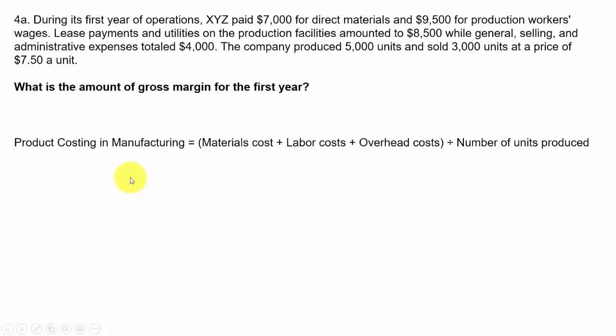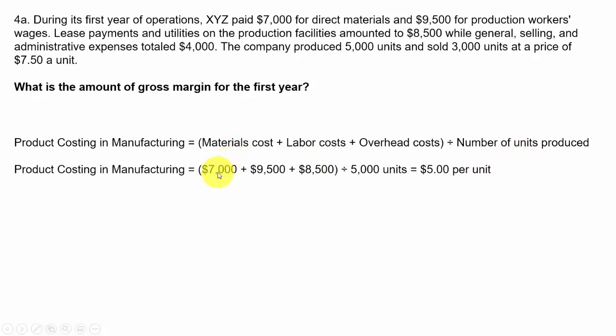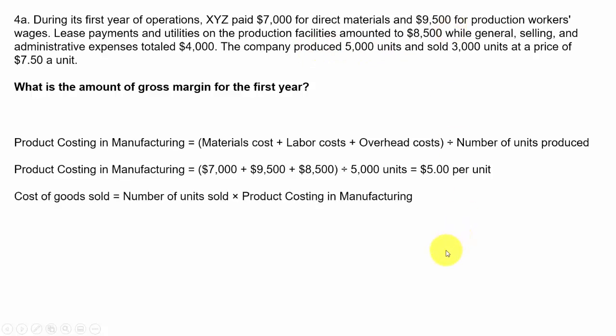So we're going to go back to our old thing we've been looking at since we've started reviewing this, which is product cost, which are materials, labor, and overhead, divided by the number of units produced. So direct materials were $7,000, and we have $9,500 for direct labor, and then we have overhead, which is $8,500, which was also given to us.